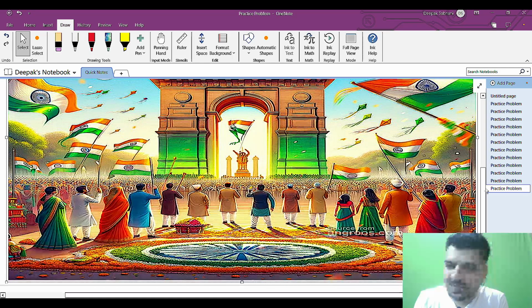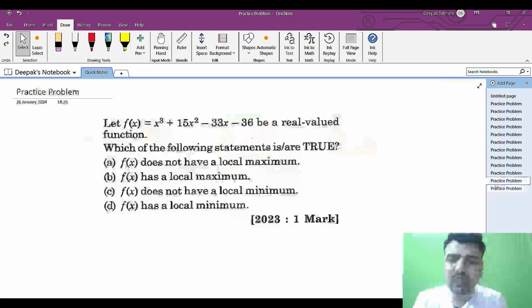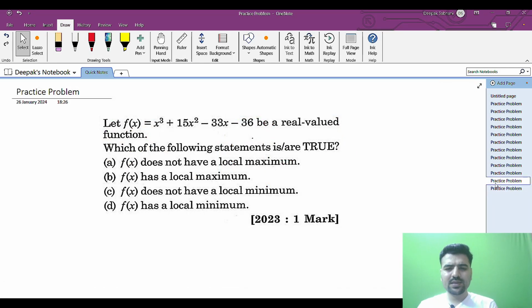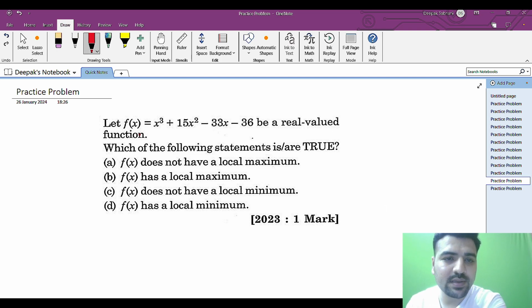Okay, so I'm taking a problem of GATE 2023 and this carries 1 mark. This problem belongs to calculus again, and it is a problem of maxima and minima. Let's solve this.